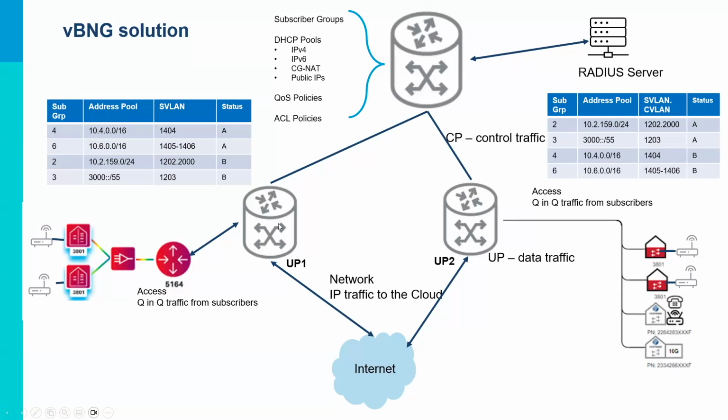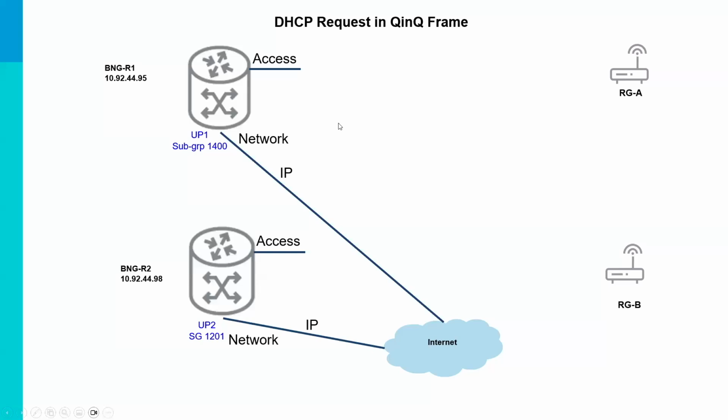Now, the other thing that happens is UP1 advertises the 10.4/16 and 10.6/16 routes into the network. So any traffic that comes into the network in one of these pools is routed to UP1, the same for UP2. They advertise the address pools into the network so that traffic is routed to them. Okay, so this is an example of having two UPs in the network.